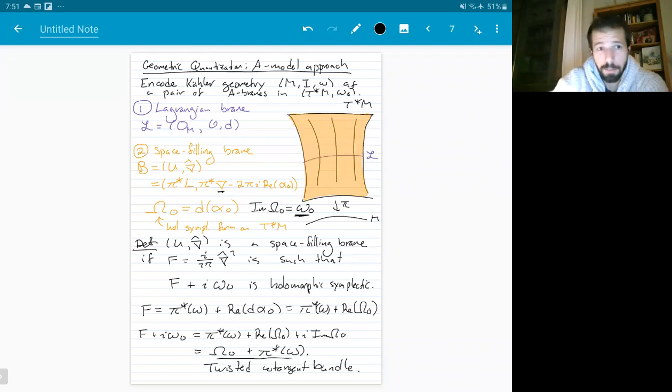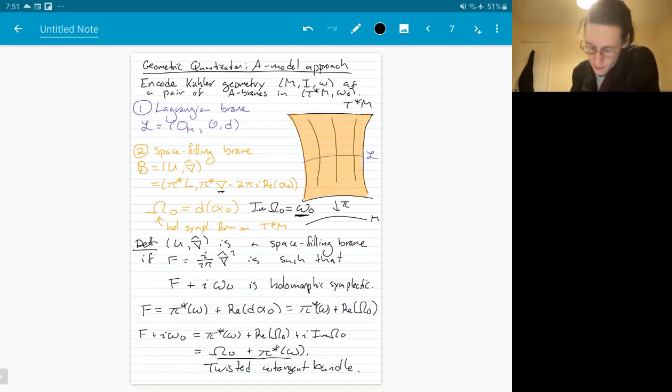So is this your definition of a space-filling brane? Is it the same as in Gukov-Witten and Kapustin-Orlov, or is it different? Yeah, it's the same thing. This is exactly one of these space-filling branes of Kapustin-Orlov. It also coincides with the definition of a GC brane that Marco gives.